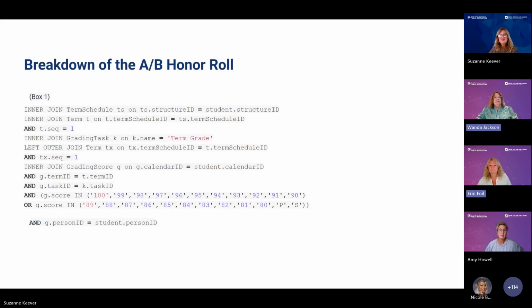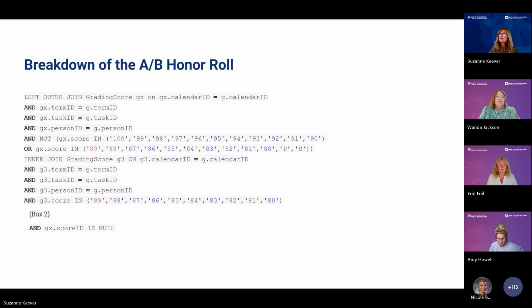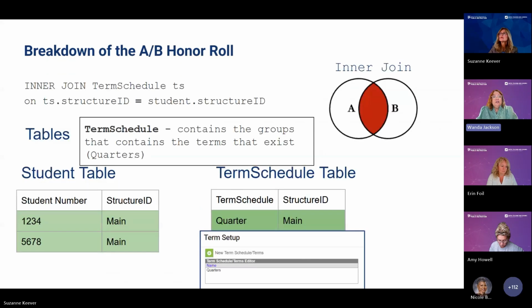Okay, thank you. All right, so we'll look at our AB honor roll now. We have a breakdown here. So this is your code. It is a little bit longer because it's a little bit more complicated, but there's not a lot more to it. On this first slide, there's a portion that you copy into box 1, and it continues onto the second slide. You'll continue copying that down until you reach box 2. So you'll copy that first part into box 1, and then you'll copy that last statement into box 2. So we'll go on and look at the breakdown.